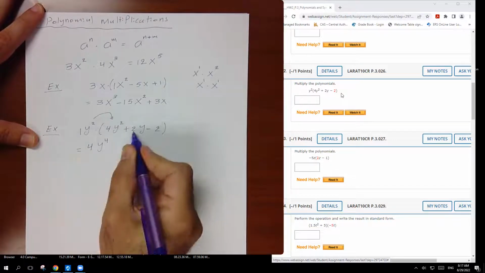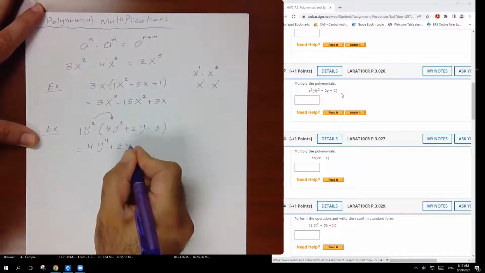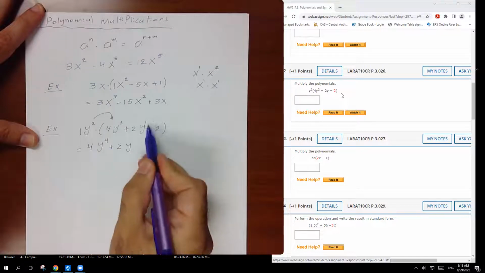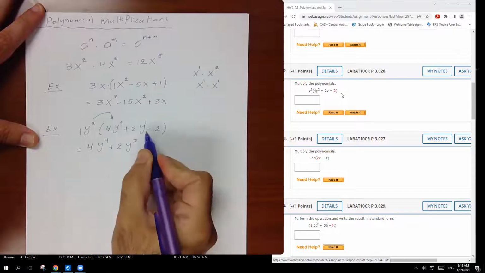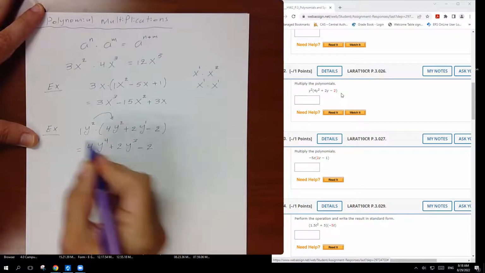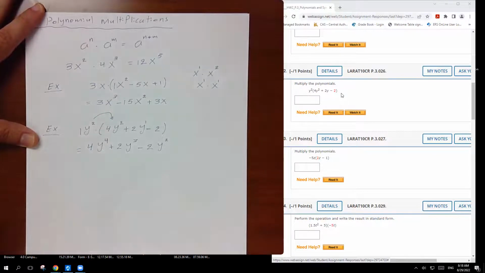Now 1 times 2 is going to be 2. Multiply the numbers, add the exponents. Here's the exponent 1. 2 plus 1 is going to be 3. Now 1 times negative 2 is going to be negative 2. There is no y here, so I have to write down this one, y squared. That's it. I'm done with this example.